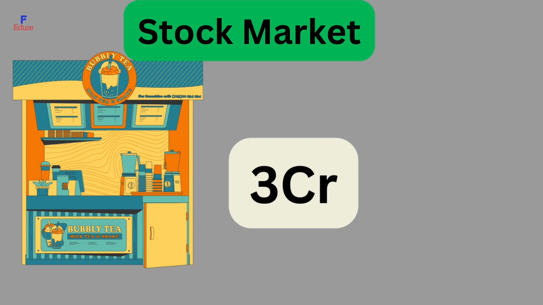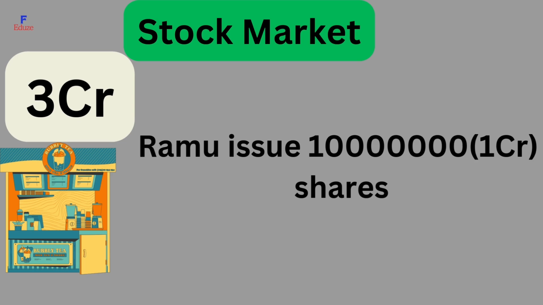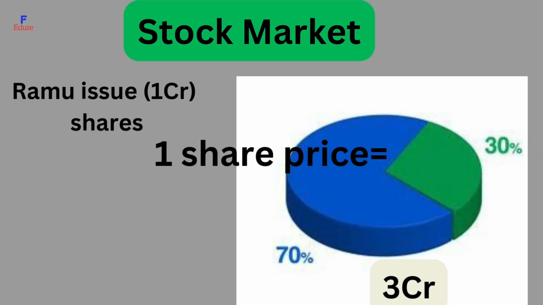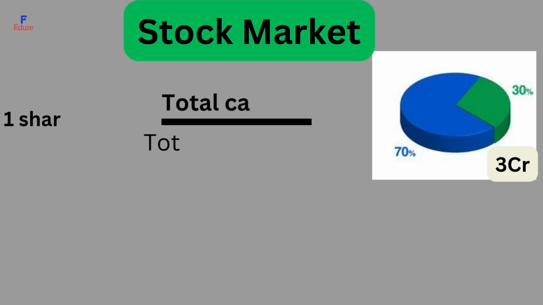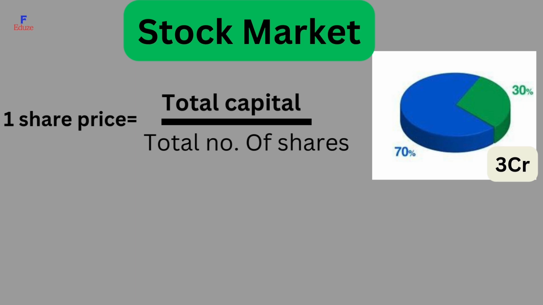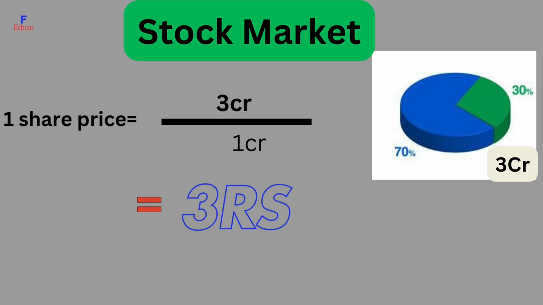Imagine that the value of the company is 3 crores when Ramu decides to issue the company's shares to the public. 1 crore shares are issued by Ramu. Ramu now owns 1 crore shares. Ramu decides to raise funds by giving 30% shares to the public. Since the value of the company is 3 crores, and the number of shares issued by Ramu is 1 crore, the price per share will be 3 rupees.